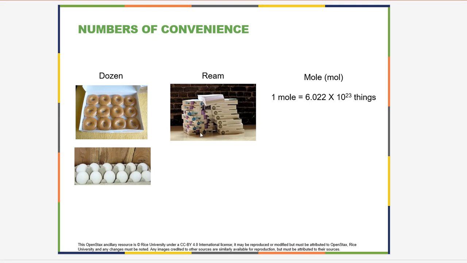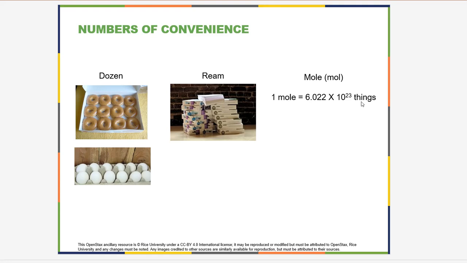Imagine being in line behind somebody buying sheets of paper one at a time when they needed 200 sheets of paper. You'd be in line forever. In chemistry, the number of convenience is the mole. And mole is often abbreviated mol, where we drop the E for whatever reason. 1 mole, or 1 mol, is 6.022 times 10 to the 23 things.